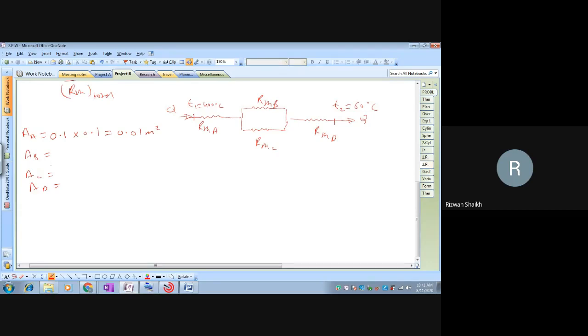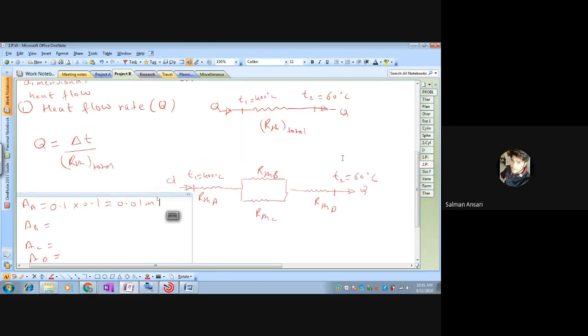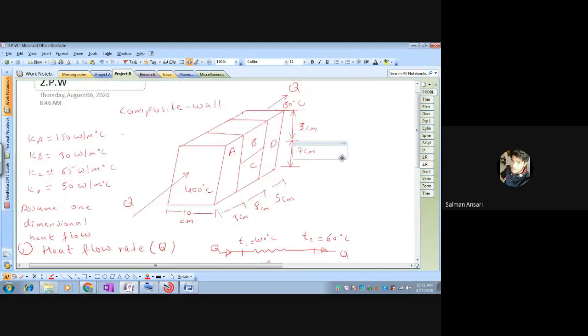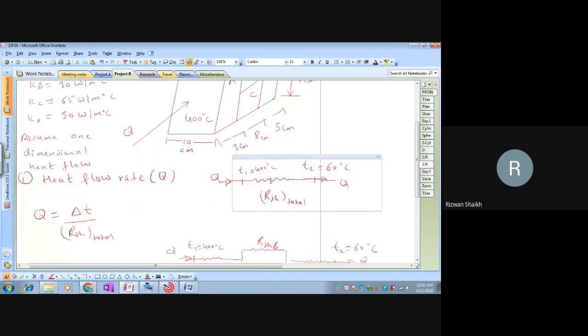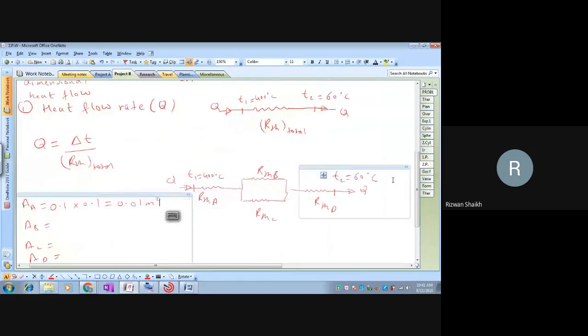What is the area D? Sir, area D. T2 is 30 degrees Celsius? Sorry, pardon? T2 is 60 degrees Celsius. Okay, given in the problem. And T1 is 400. It is written here also, 460.